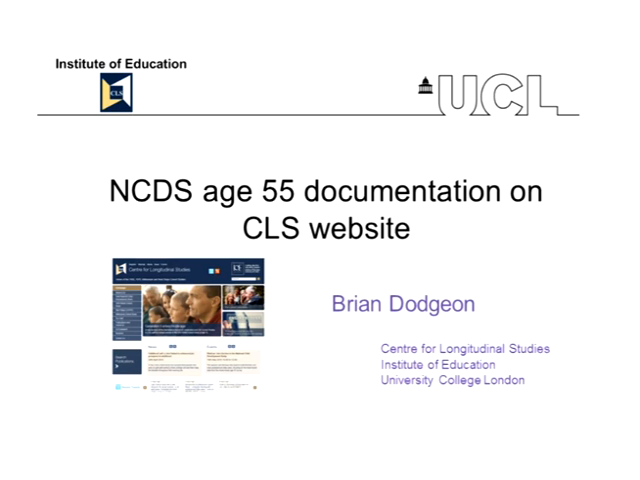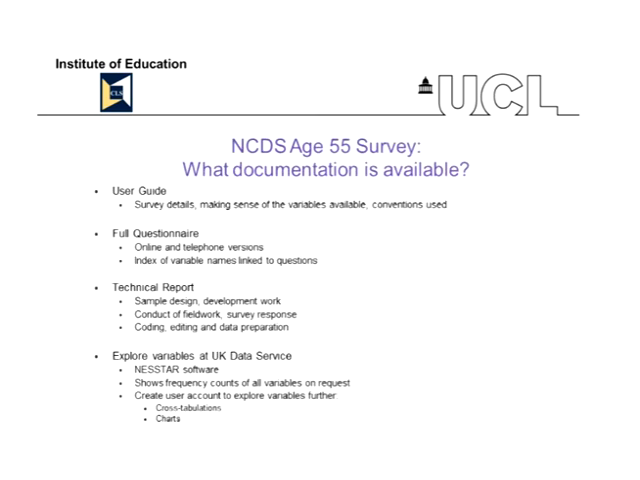So this is the next session, NCDS age 55 documentation on the CLS website. So what documentation is available? Obviously, when you download data, you do need some guides to tell you how to use the data. And the first thing you need to look at is the user guide. And that has all the details of the survey, how you make sense of the variables available, how they're grouped, and what are the conventions used in coding those variables.